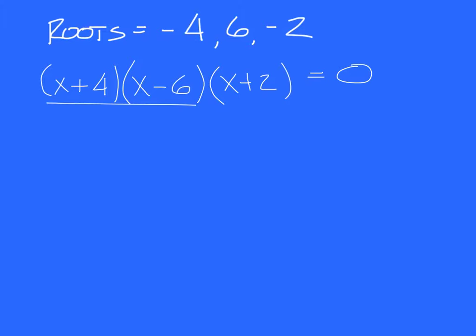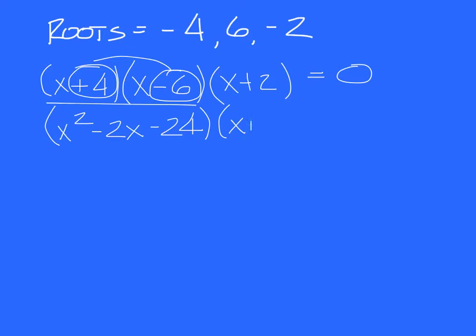If you multiply these first 2 together, you'll have x squared. Add these 2 items here. 4 plus negative 6 is negative 2. So it's a negative 2x. And then multiply these 2 items to get negative 24. Just a shortcut instead of writing it all out and then having to simplify the 2 middle terms.